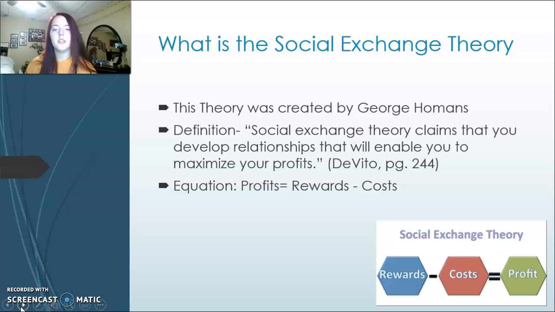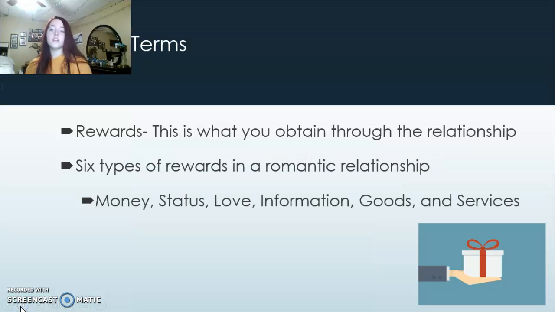So let's talk about those three terms right there. First, we have rewards. Rewards are what you obtain through the relationship. Some types of rewards in a romantic relationship might be money, status, love, information, goods or services. For example, a reward you might get through money is they give you money. Or if someone is talking to a celebrity or someone high up, they get a reward from status, or the love they give you, or information, and so on. So basically, rewards are the positive things you get, the things that the other person offers you.